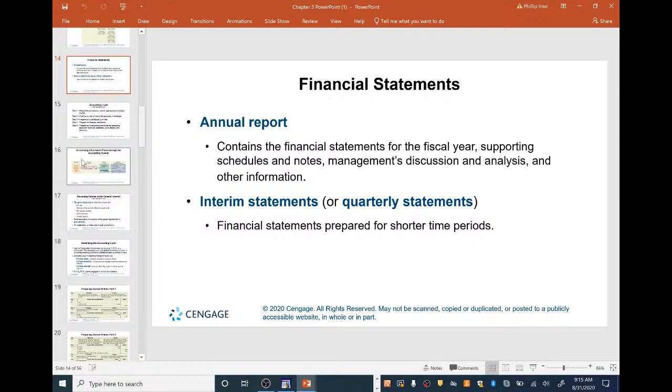Interim statements or quarterly statements. These are going to be financial statements prepared for shorter time periods, okay? These are more for internal use, for decision making, okay? So these are going to be interim financial statements. Annual report's going to be much more important. Obviously, this is what the external users are going to use. Interim statements, more for internal purposes. These are more accurate than these are. It's just a little bit of a difference between the two.